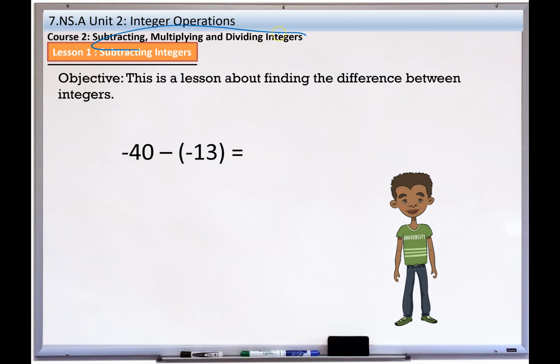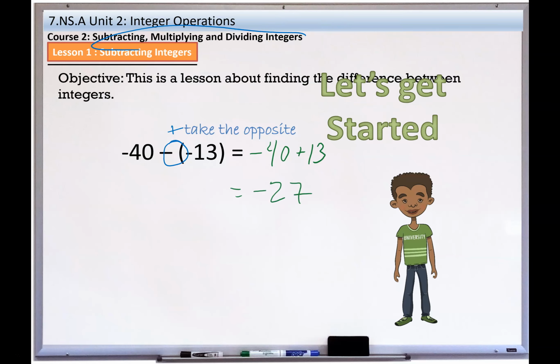And in course 2 we're going to subtract, multiply, and divide integers. And in lesson 1 we're going to subtract integers. So this should be relatively quick compared to course 1 lesson 1, but not quite as fast as course 1 lesson 2. We're going to have to use the idea of opposites in subtracting integers, and then we combine that with what we know about adding integers with different signs. So let's go ahead and get started.